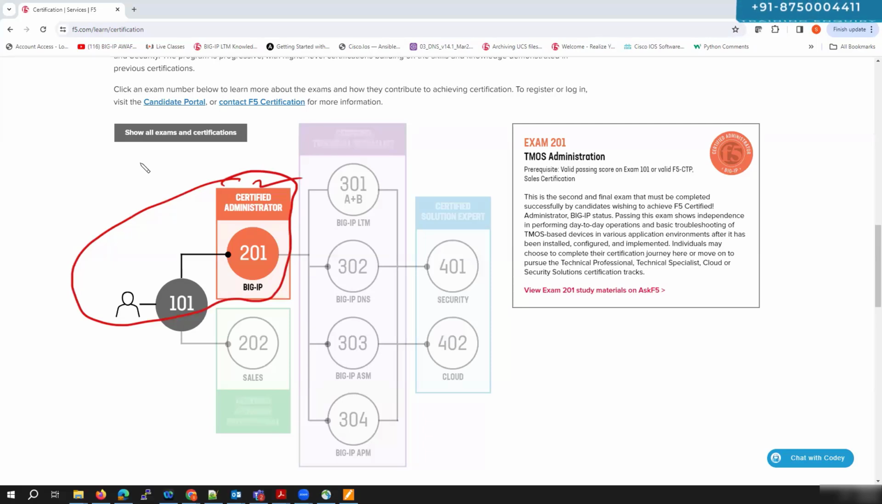Is it different from the thing which we are going to study? Yes, it is different. I mean, it is a load balancer at the end of the day, but it is an application-based load balancer, which is deployed virtually actually.